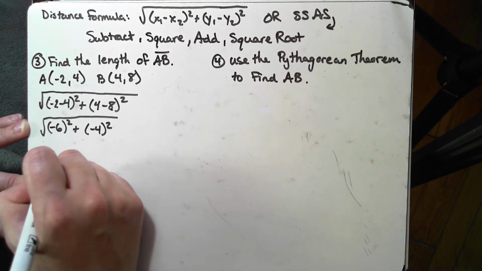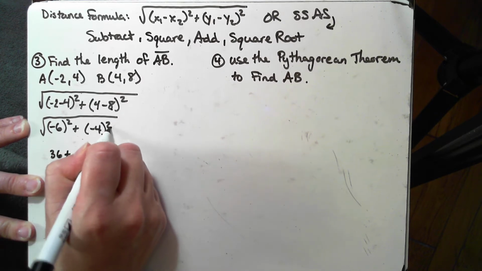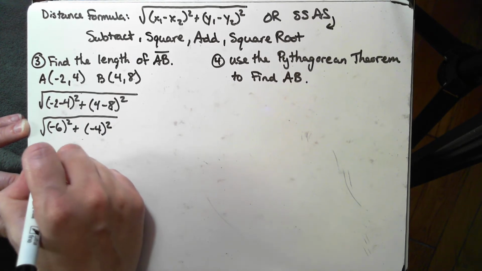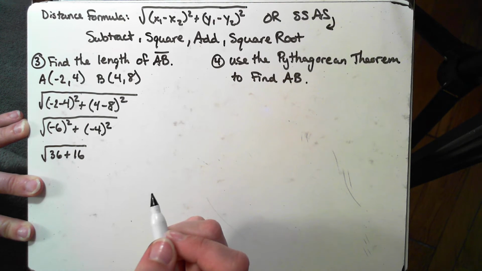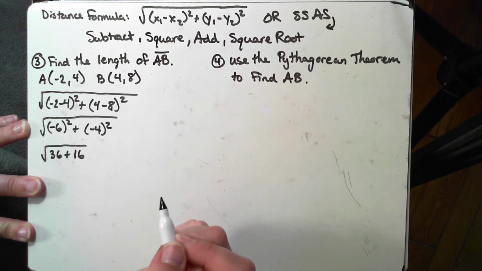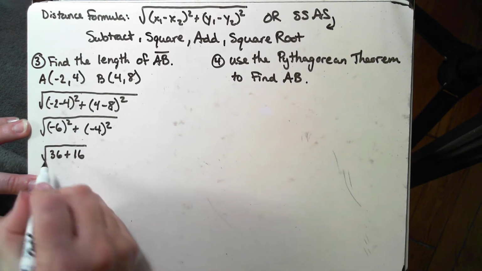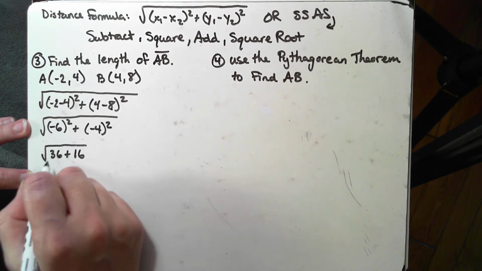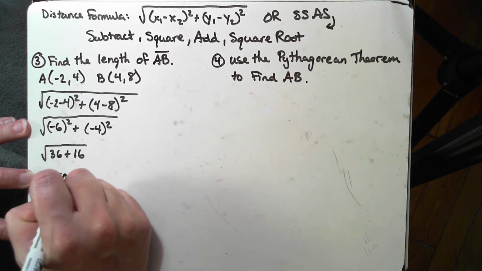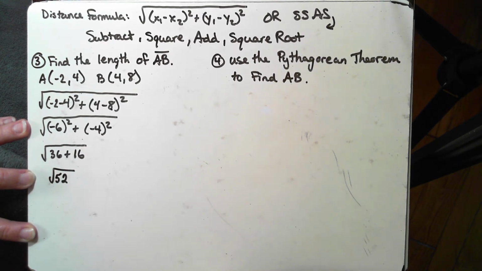-6 squared is 36, and -4 squared is 16. Remember, when you square a negative, it turns positive. If you do it in calculator and it tells you a negative, that means you typed it in wrong. You forgot these parentheses. 36 plus 16 is 52. So this is the square root of 52.